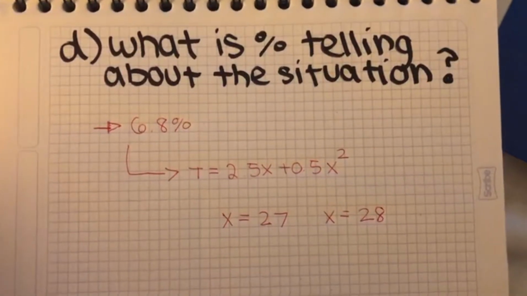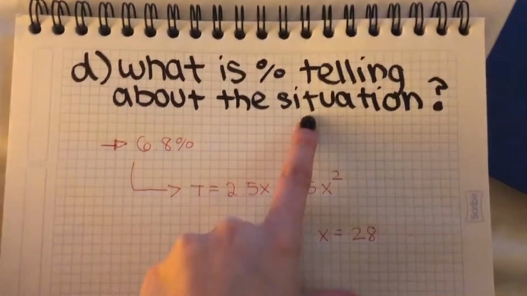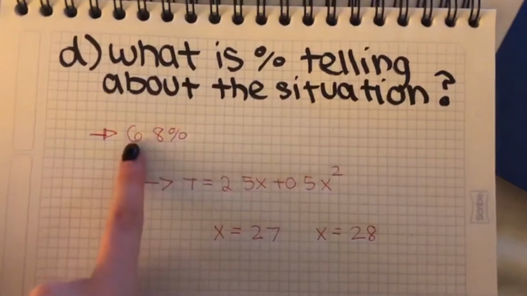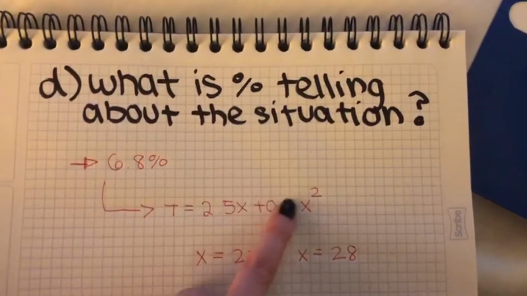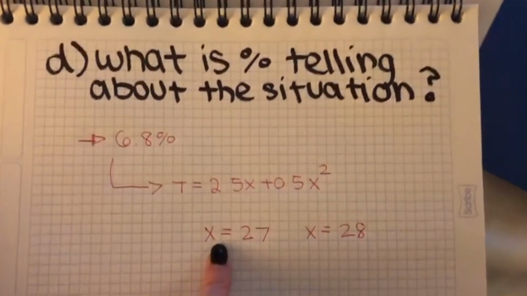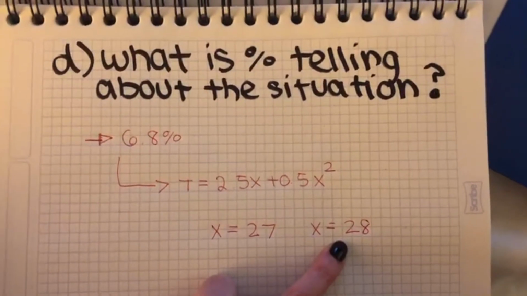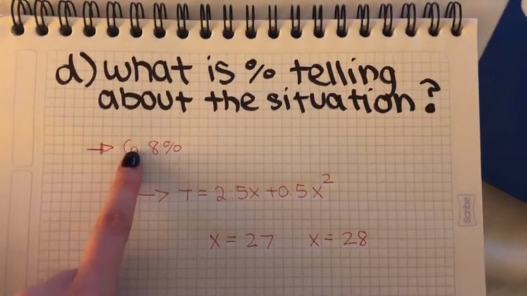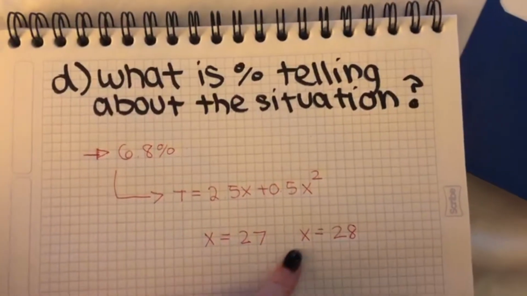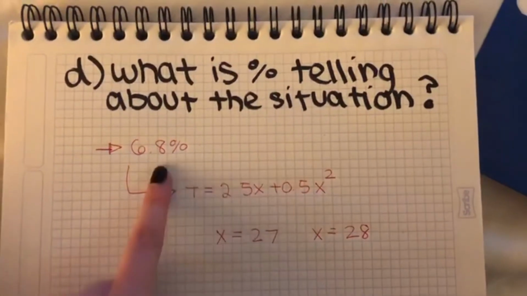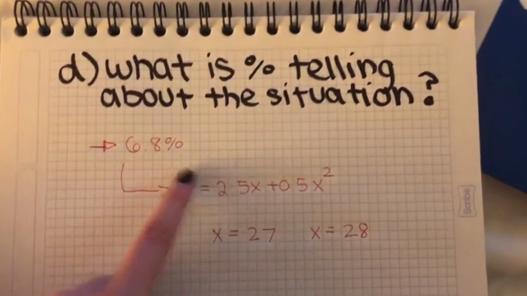The next question is asking, what is the percent telling about the situation? The percent we got in the past problem was 6.8%. We got this from this function, where we have 27 and 28 as our x's. This percent represents the percent of change in this function between this mile to this mile. So it incremented the speed 6.8%.